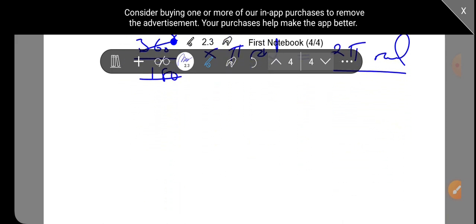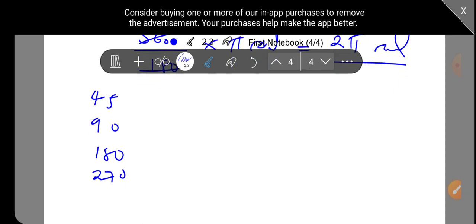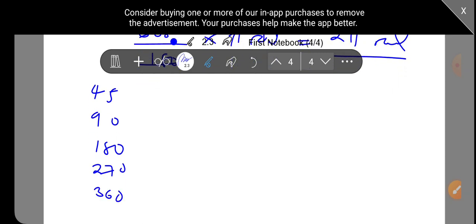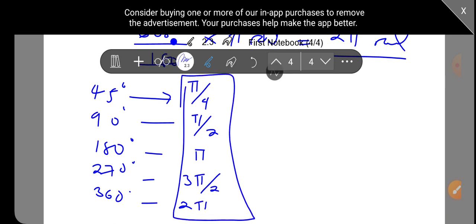So from what we have learned now, the common angles like 45 degrees, 90 degrees, 180 degrees, 270 degrees, and 360 degrees have counterparts: this one is pi by 4 rad, and this one is pi by 2 rad, and this one is pi, and this one is 3 pi by 2, and this one is 2 pi. Please, you need to memorize these angles just as you memorized these angles.